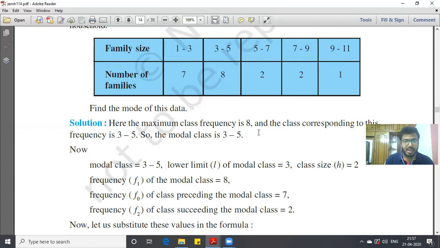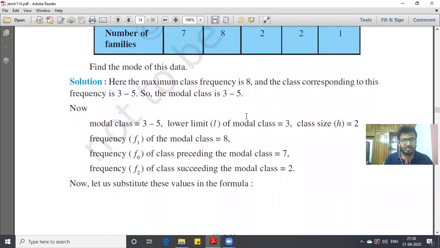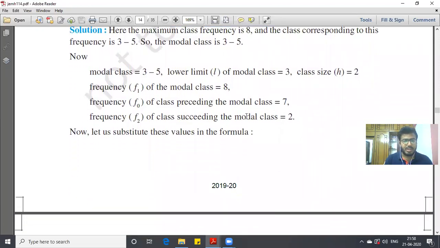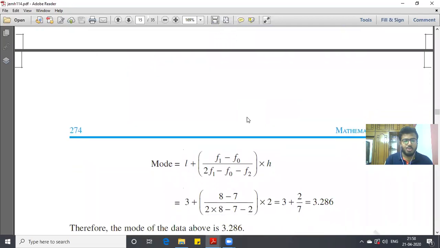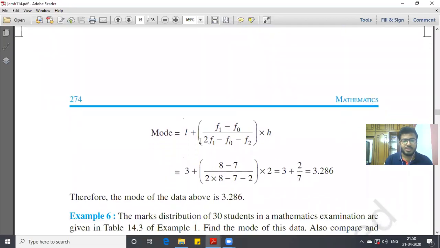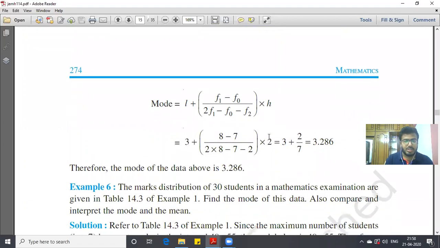Okay, then the h value is the class length, that is 3 minus 1, that is 2, or 5 minus 3, that is 2. So 2 is the class length. So class size we got it, h. So that's how we are substituting: mode is equal to L plus (f1 minus f0) upon (2 into f1 minus f0 minus f2) into h. Hope you got the formula.